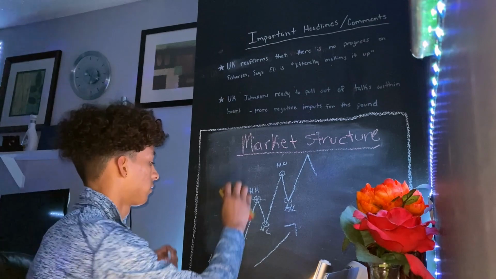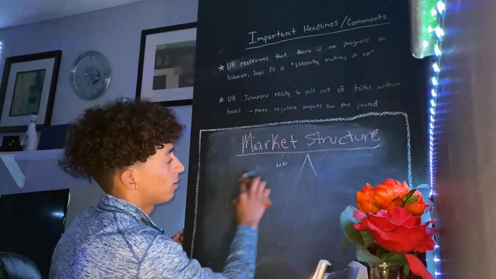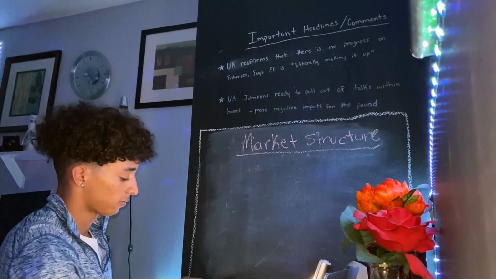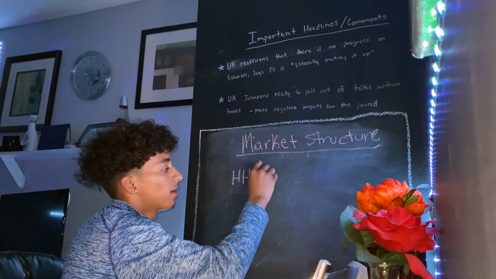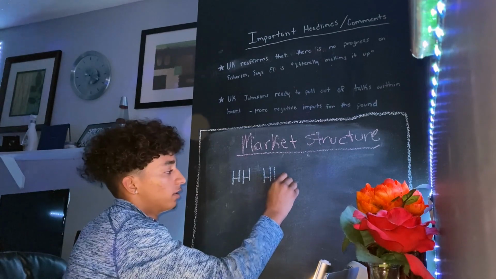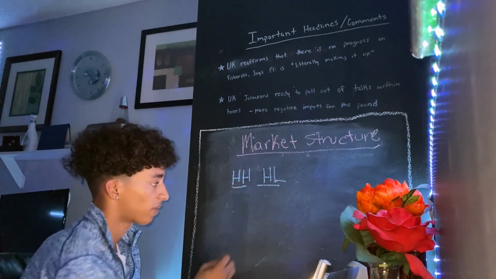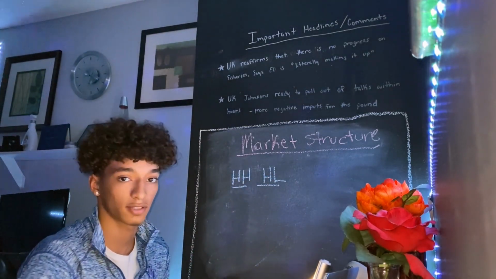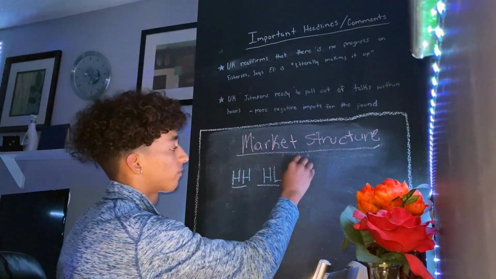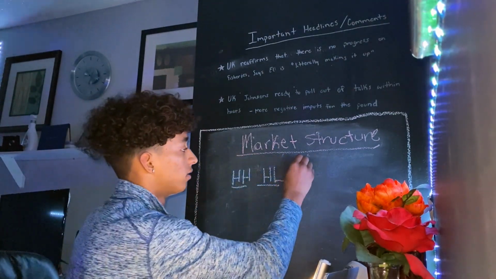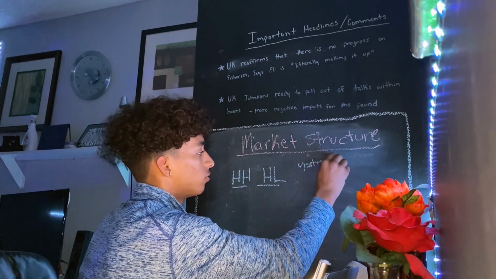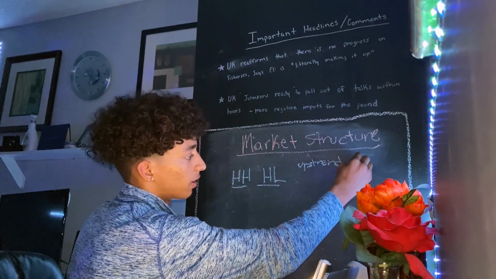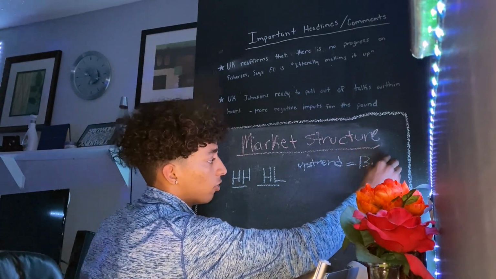Up, right? To identify an uptrend in the Forex market, price has to be making higher highs and higher lows. If price is not making higher highs and higher lows, it's not an uptrend. And this is very important too. So in an uptrend, you only want to buy, right? You only want to buy.